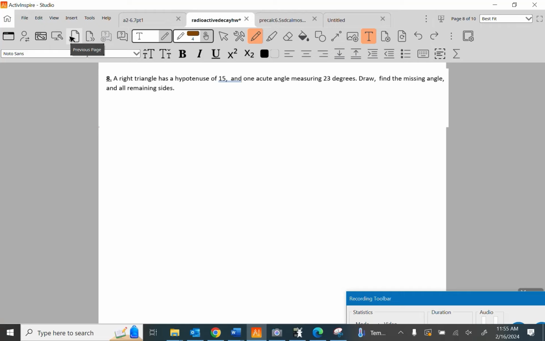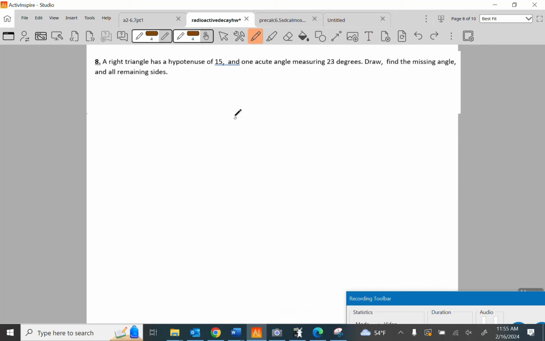You are supposed to find the missing angle and all remaining sides. So it's a geometry standard, and good ACT prep too, by the way. A right triangle has a hypotenuse of 15 and one acute angle that measures 23 degrees.